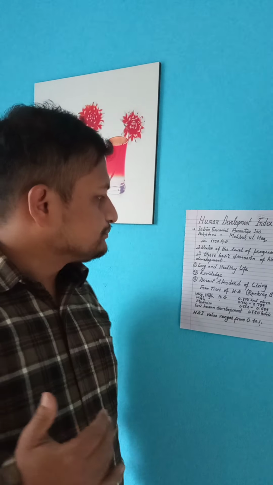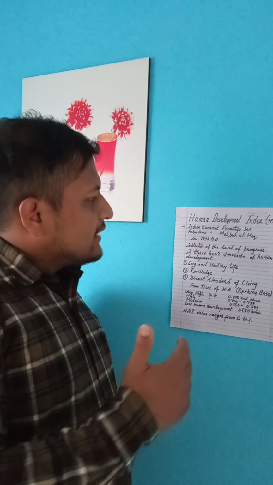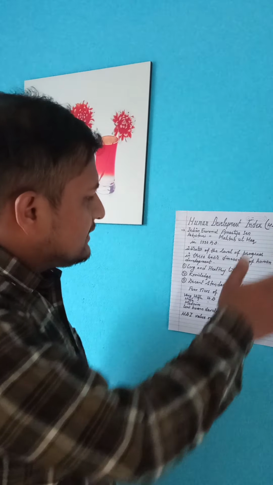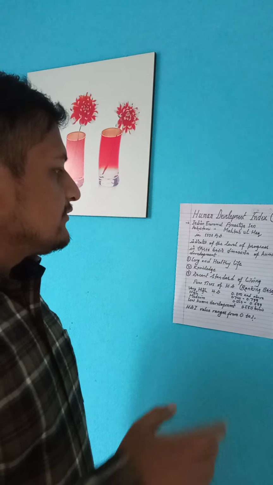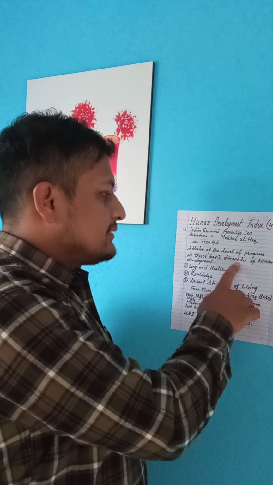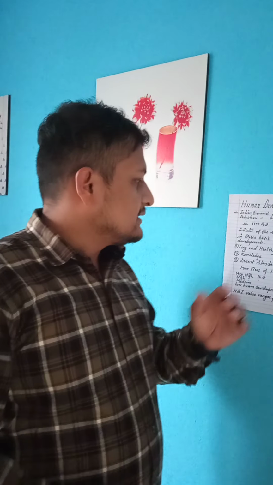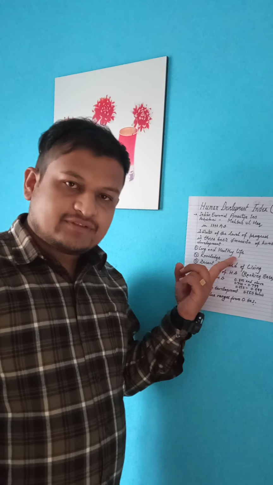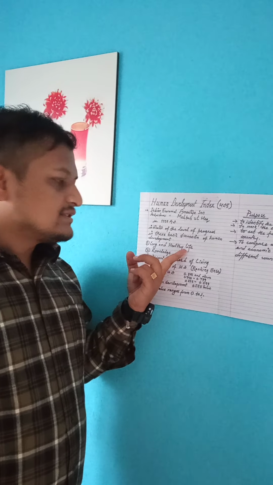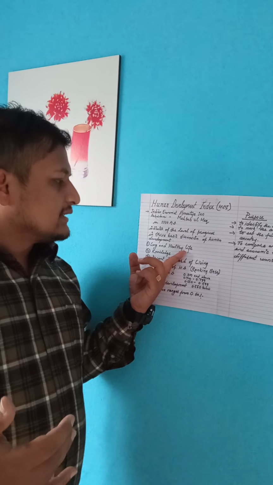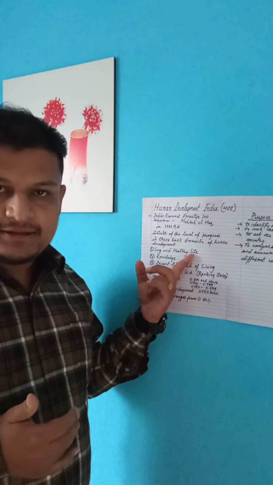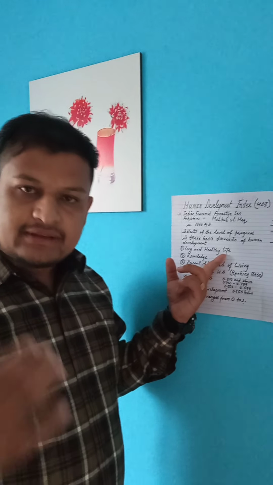If I have to define the Human Development Index, it is the indicator of the level of progress in three basic dimensions of human development. It is an indicator which represents human development. And what are those three dimensions? We have to understand those dimensions individually. The first one is a long and healthy life, which is measured by the life expectancy of people at birth. So it's related to health.